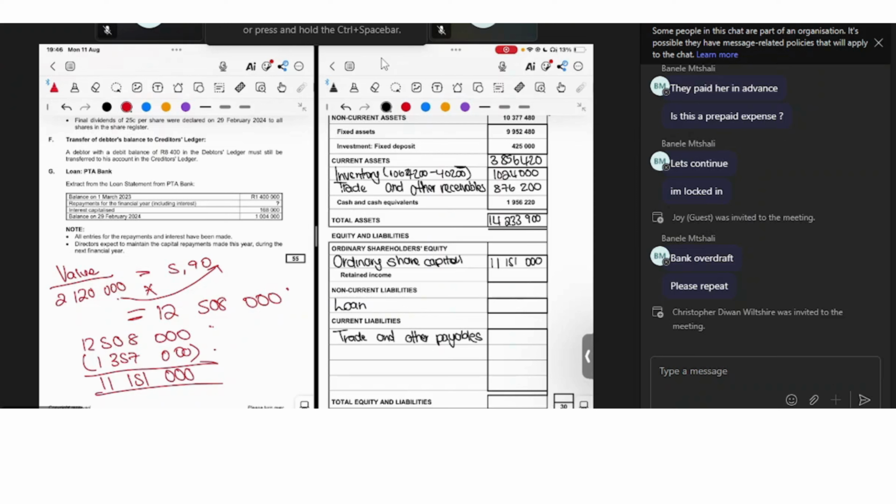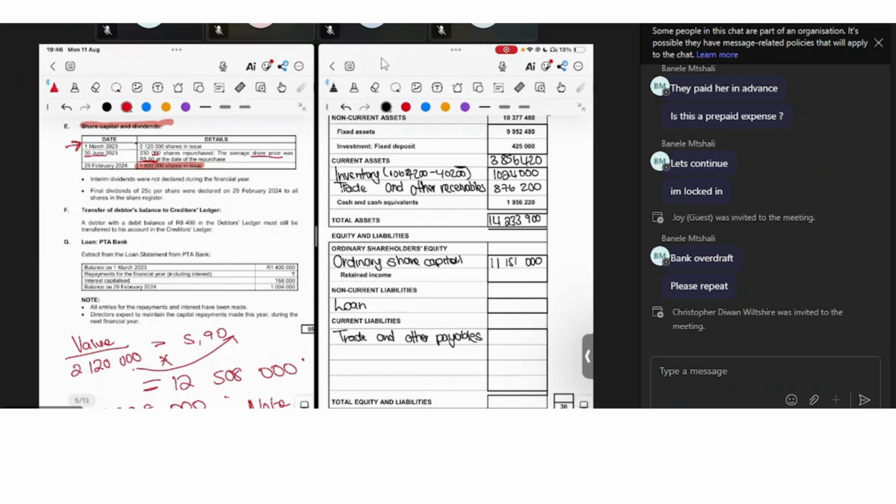Does anyone have a question? Imagine if you were doing this in the note for ordinary share capital. What do you do? You take your opening plus any shares issued minus your buyback, and you get your balance at the end. So this is the same thing. We had no share issue, so we just take our opening minus our buyback. Any questions? It's okay if you want me to repeat something. Okay, I assume everyone's good.